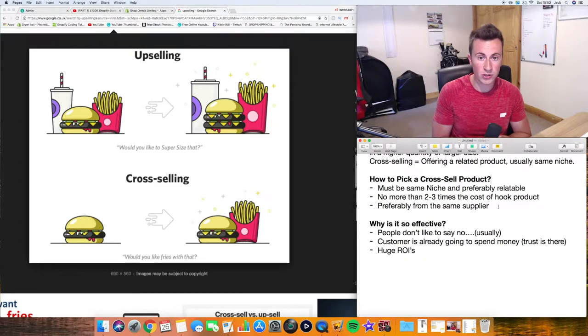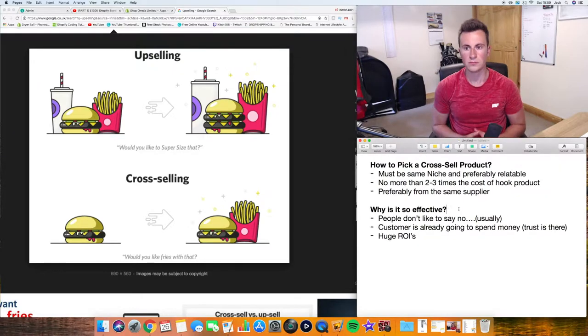Number 1, the products will arrive together. This is always a good thing. It just avoids your customers getting confused and emailing you, saying, I've received this product but not this product. And then number 2, if they're from the same supplier, you're only going to pay 1 carriage charge, which is going to make your profit margin look a lot better.